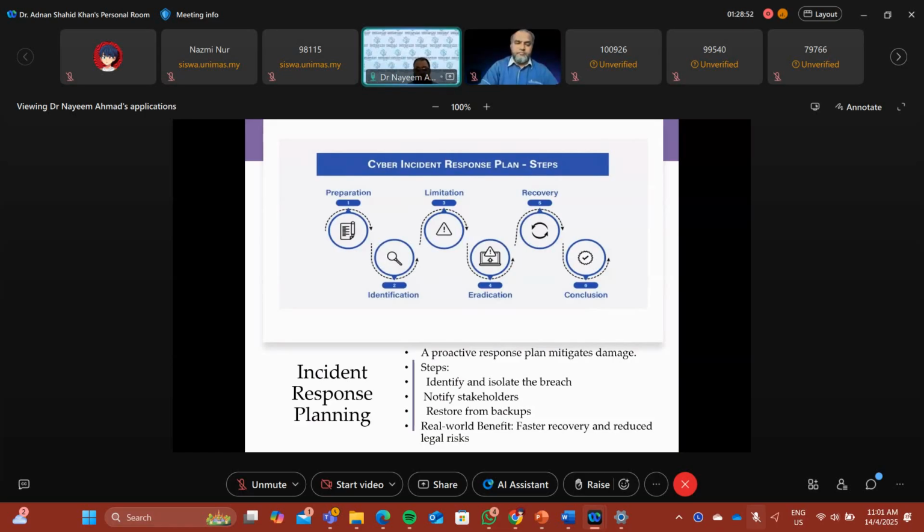To ensure effectiveness, organizations must regularly test their response plans through simulated attacks or mock drills. This builds teams' readiness, uncovers weaknesses in the process, and reduces panic during a real-world incident. So a tested response plan can dramatically reduce downtime, financial loss, and reputation damage also.